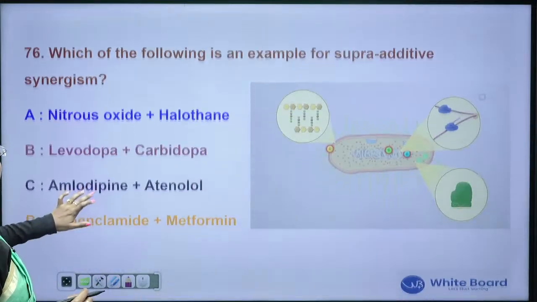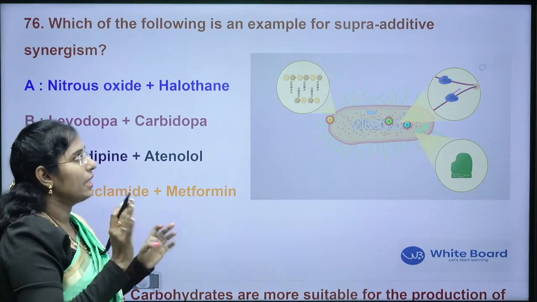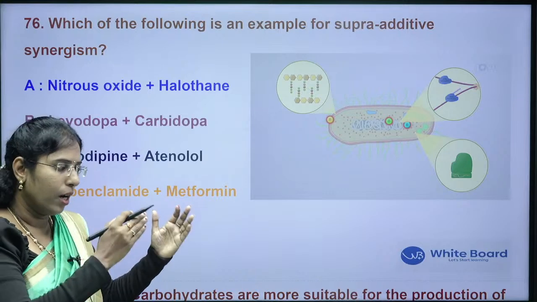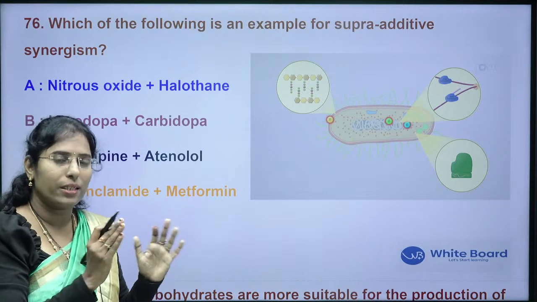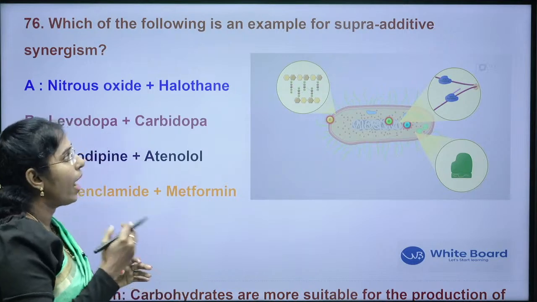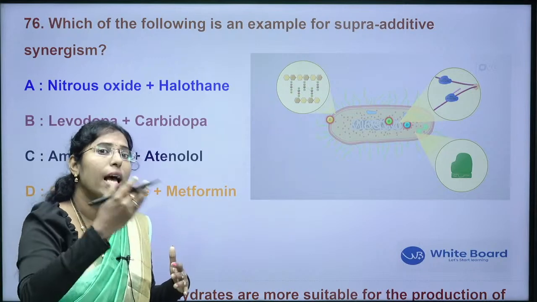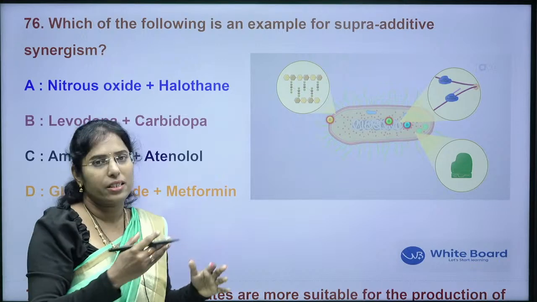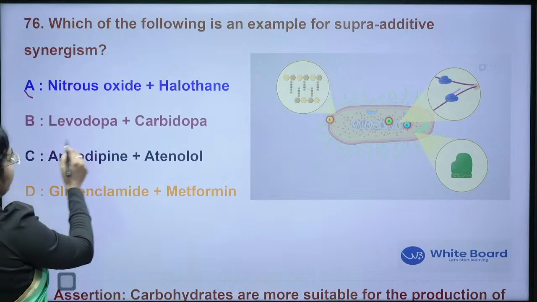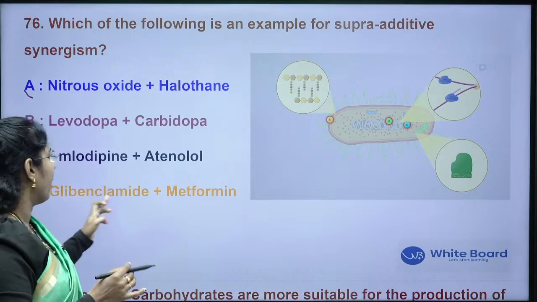Right, coming to the next one, which of the following is an example for supra-additive synergism? Okay, supra-additive. Generally, additive means taking two drugs simultaneously, which adds up and increases the therapeutic activity. Supra-additive means the therapeutic activity is increased more than what a single drug has. Here, the options are nitrous oxide and halothane, levodopa and carbidopa, amlodipine and atenolol, and glibenclamide and metformin.